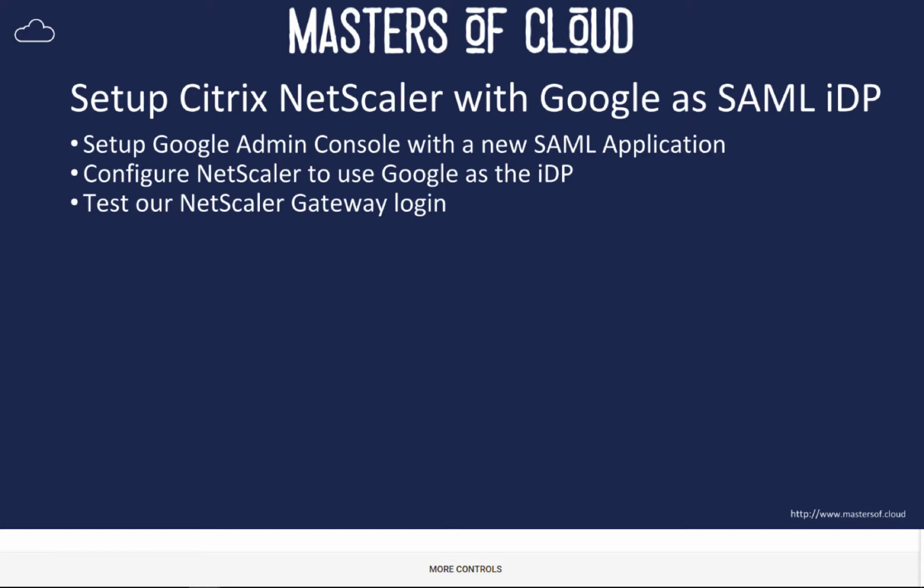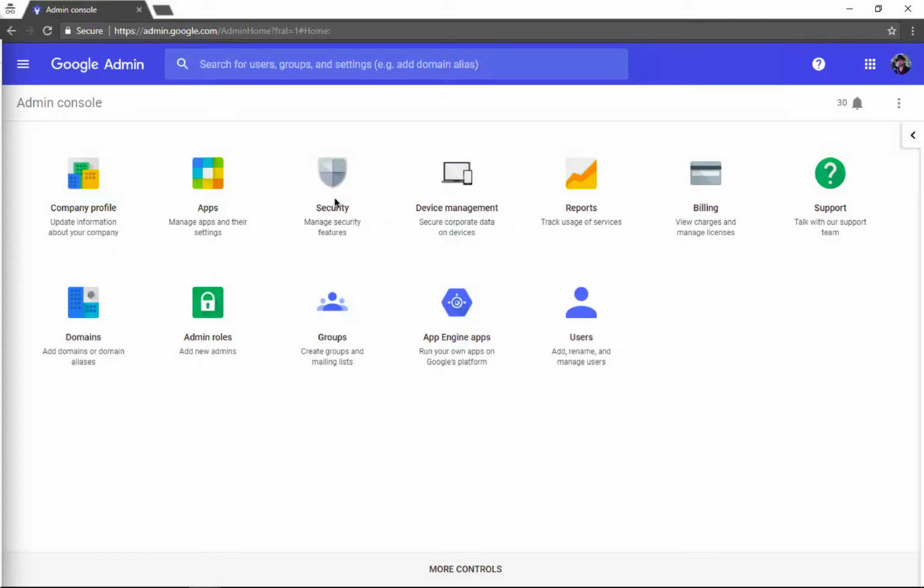Okay, welcome to this video. In this video, we're now going to connect and set up our Google Administrative Control Panel. We're going to create a SAML application, and we're going to use this for authentication or as an identity provider. So let's go through and configure that first part.